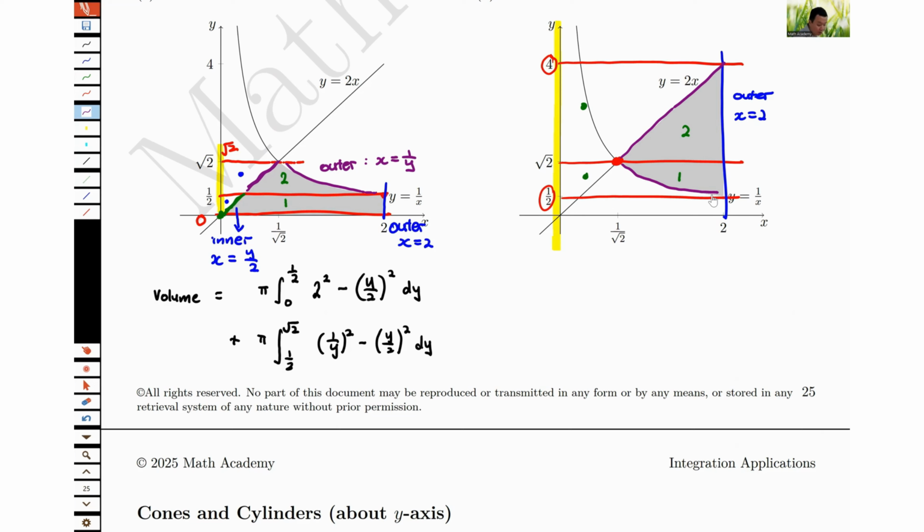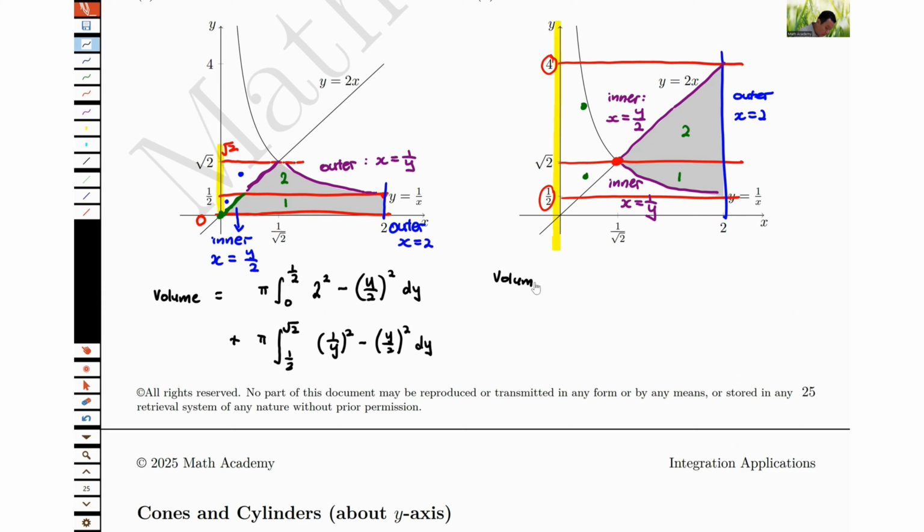But the two inner curves are slightly different. This is your equation, y is 1 over x. So for this inner curve, you make x the subject first. We prepare for it. X is 1 over y. Region 2 inner curve is that straight line, which is x is y over 2. So different inner curves on both regions.